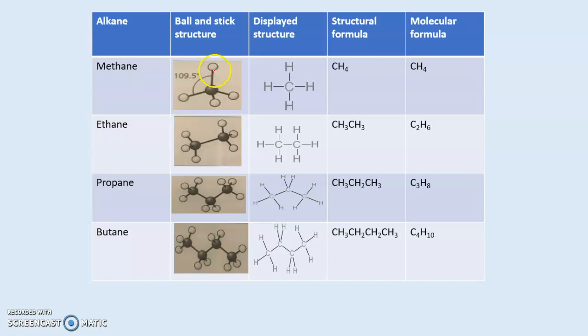Another way to represent, I've brought everything together here. I've also included ball and stick structure. So when you show displayed formula, it actually doesn't show the real structure of the compound. When you look at the real structure, the bond angle between the carbon and hydrogen is not 90 degrees, but actually it's arranged in the form of a tetrahedron, and the bond angle is 109.5. So these are some common examples of different ways you can show alkanes.